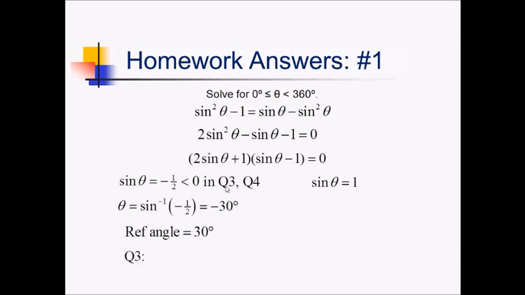For quadrant 3, I need to do 180 plus my reference angle of 30. That's 210 degrees. For quadrant 4, I need to do 360 minus the reference angle of 30, giving me 330 degrees. So that's that first branch. Now, over this branch, I'm asking where's the sine equal to 1? Where is the y value of my angle equal to 1? There's only one place that happens, and that's at the top of the unit circle at 90 degrees.